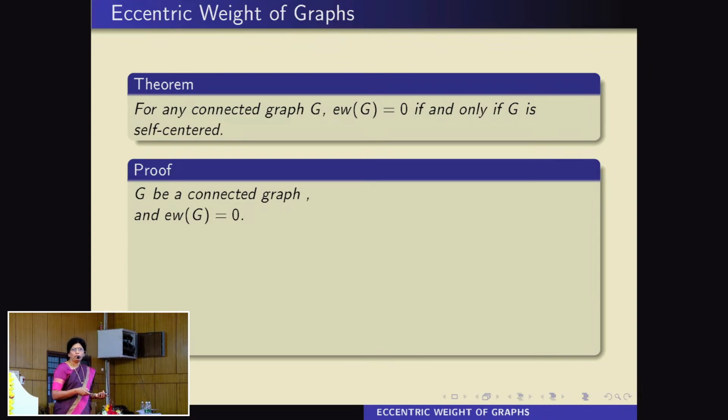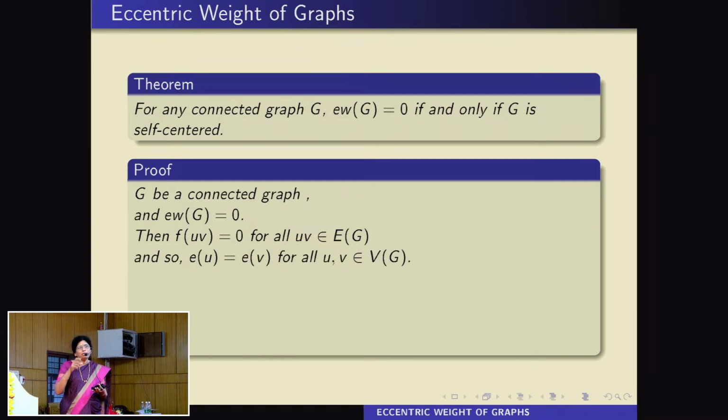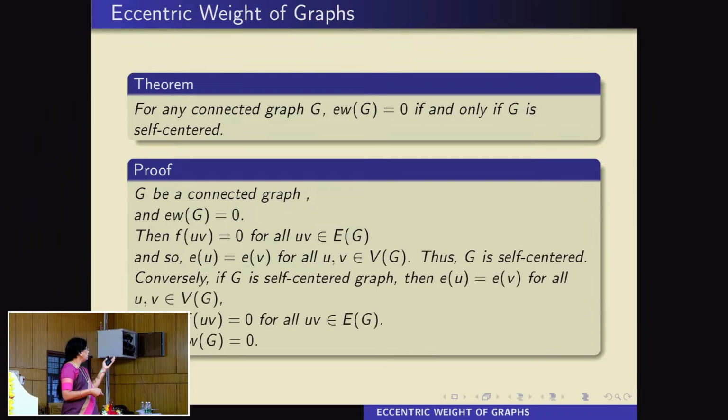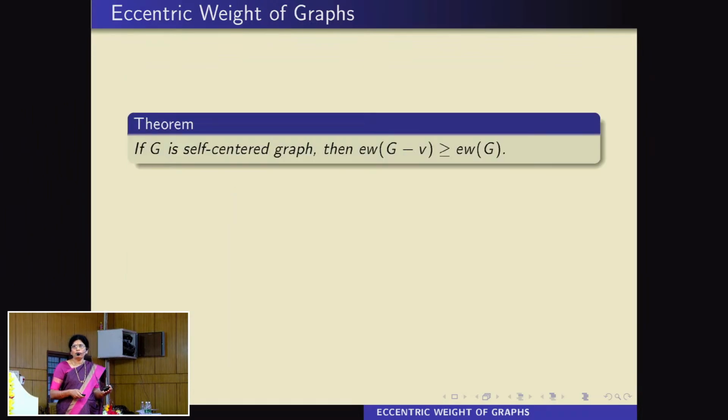Now let us consider the graph G, and we remove a vertex from that graph. When I remove that vertex, what will happen? The vertex will not go alone. It will go along with all the edges incident with it. When I remove an edge, only the edge goes away from the graph. But when I remove a vertex from the graph, the vertex together with all the edges incident with it will be removed from the graph. So what happens if G is a self-centered graph? Then the eccentric weight of that graph is 0, right?